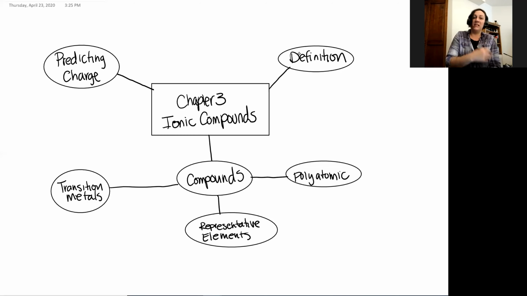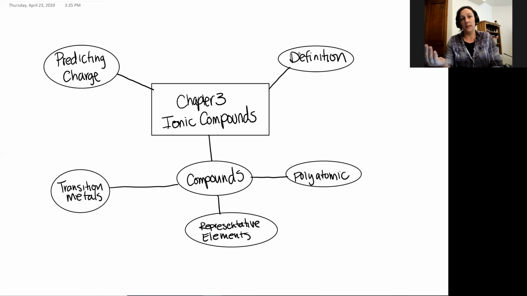We'll lean on it again when we talk about solutions in Chapter 8 and colligative properties in Chapter 8. So even though it's shorter, it's very important. So I've kind of broken up how we're going to talk about this into a few different pieces here. Definitions, predicting charge, and then just talking about how ionic compounds form and going between names and chemical formulas.